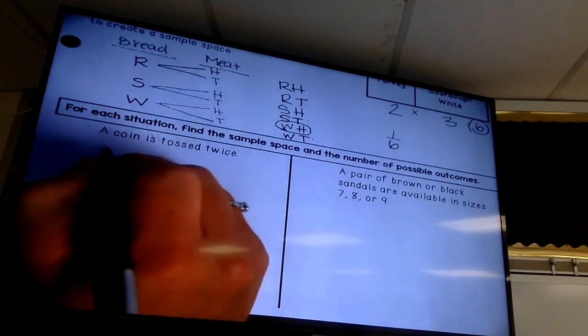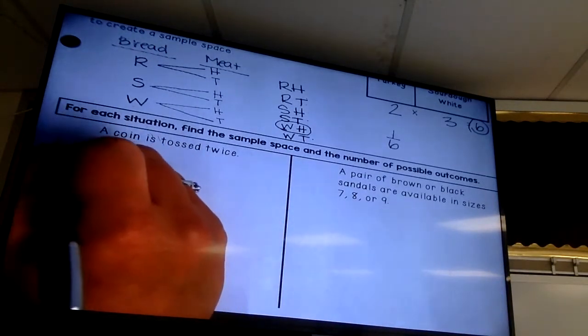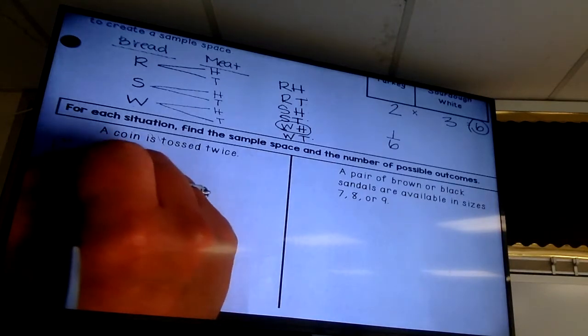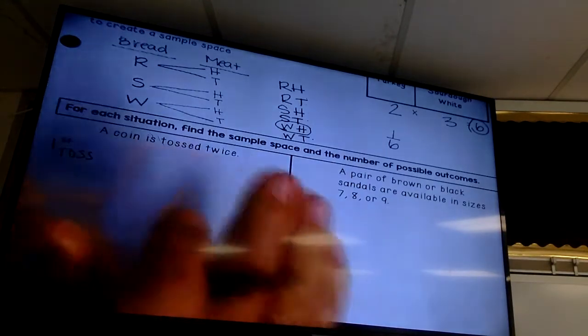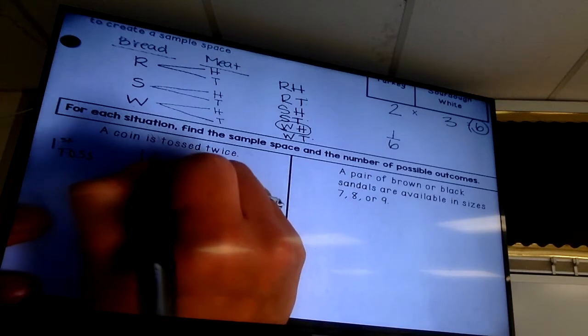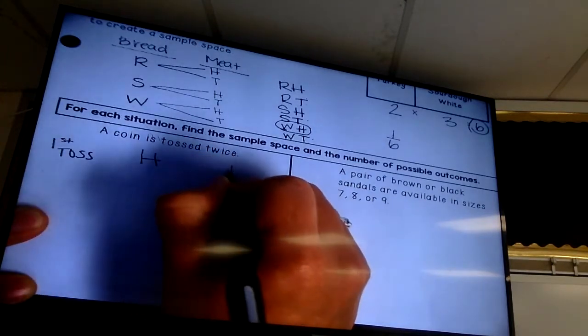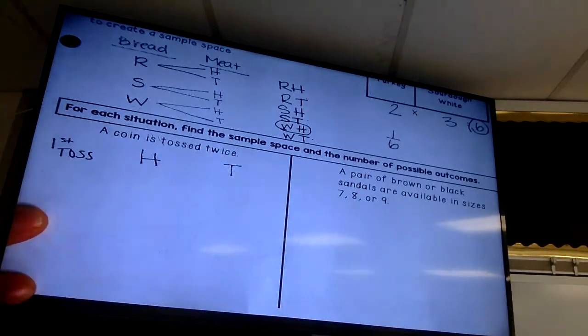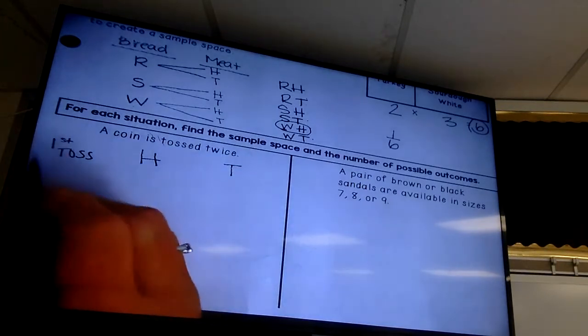So I have a coin that I'm going to toss twice. So here's my first toss. When I toss my coin the first time, I can either get heads or tails. Okay, so your first one is always like the trunk of your tree. And now we're going to make branches coming off.